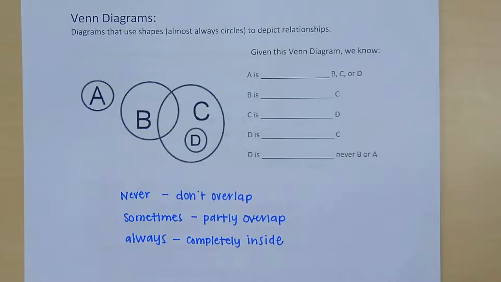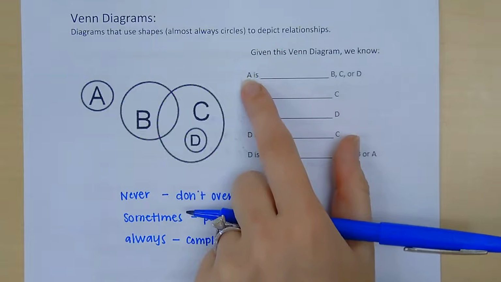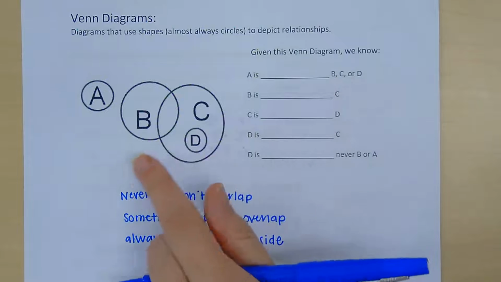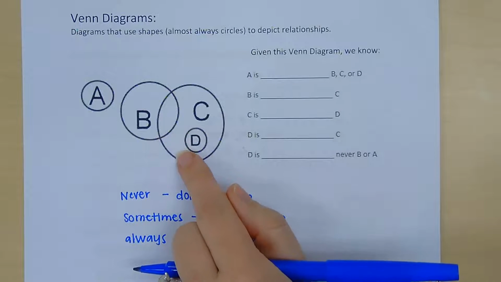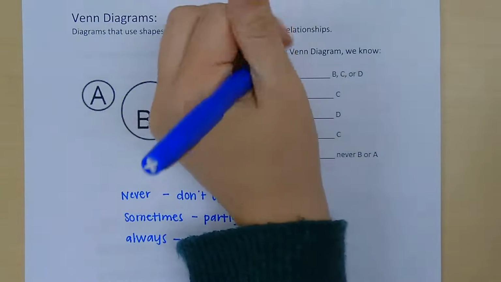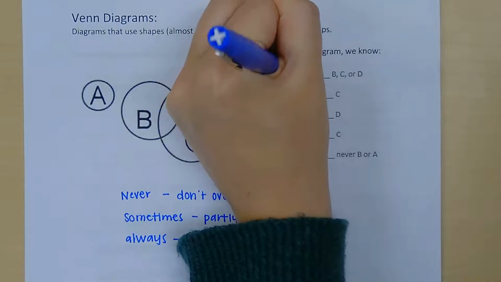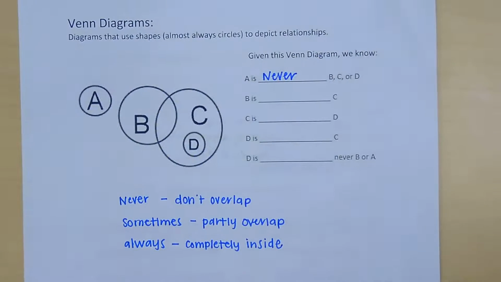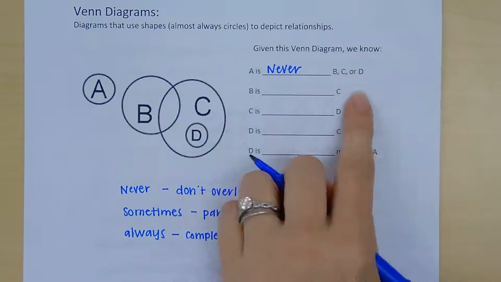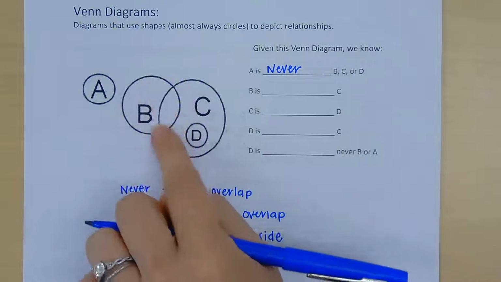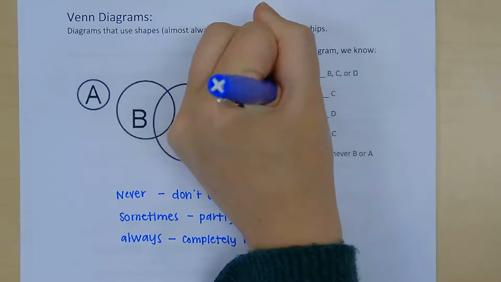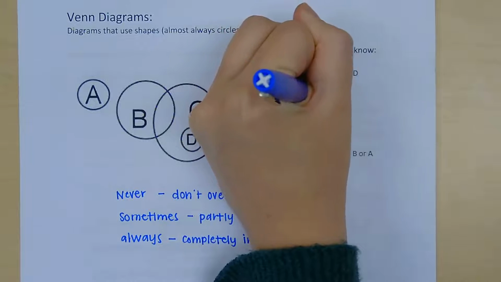So let's look at this example. A is blank to B, C, or D. So B, C, and D never overlap A. So A is never B, C, or D. B is blank to C. So B partially overlaps C. So that is going to be that B is sometimes C.